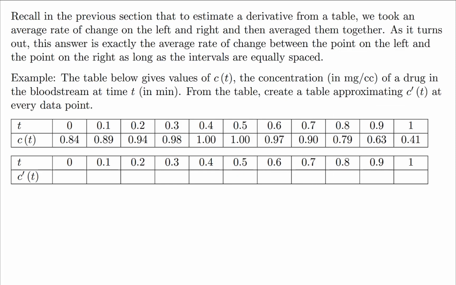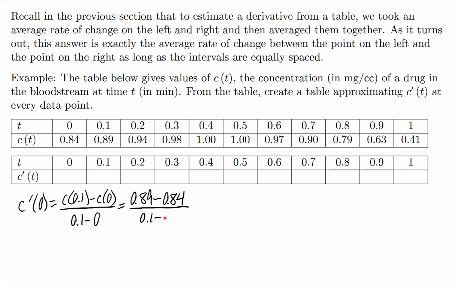What if we want to make a derivative based on a table of data? Well, what we would do is use that shortcut that we've used repeatedly by doing the one to the left and one to the right, or in the case of an edge, you might need to just pick one in that direction. So the calculation for c prime of 0 would use 0 and 0.1. When we do that, c of 0.1 is 0.89, c of 0 is 0.84, and then we'll subtract 0.1 minus 0. That comes out to 0.5 for this one.